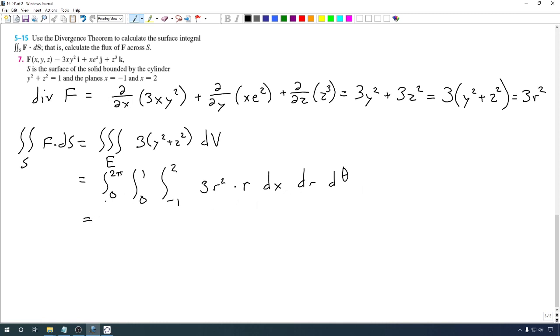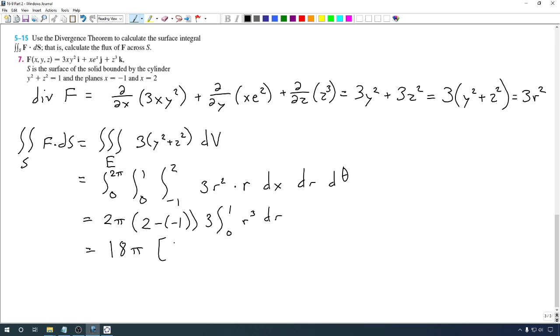We can go ahead and turn the integral from 0 to 2 pi of d theta into 2 pi. The integral over dx will just turn into the difference between these, a 2 minus a -1, which we'll simplify in a moment. And we have the integral from 0 to 1 of, actually, let's pull out that 3, an r cubed dr. So 2 pi times 3, that'd be a 6 pi. 2 minus -1 is 2 plus 1, another 3. So 6 times 3 would be 18 pi.